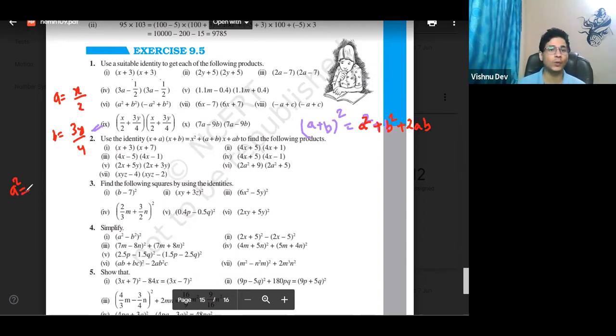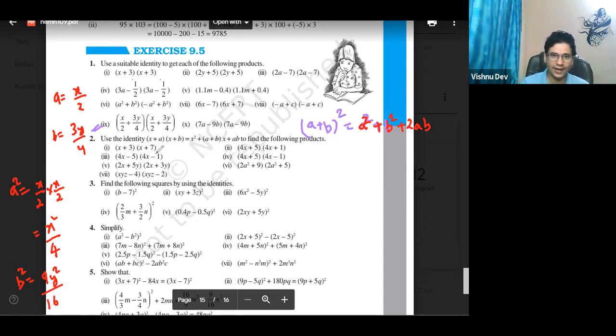x by 2 into x by 2. What is this? Sir, x square by 4. Correct. Very good, Tanushree. Very good, Sandhya. And what is the value of b square? Step by step, break the problem down completely. Tell me. Sir, 9y square by 16. Correct. Very good. 9y square by 16.